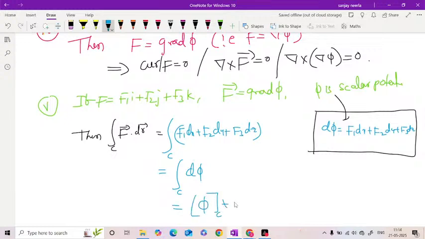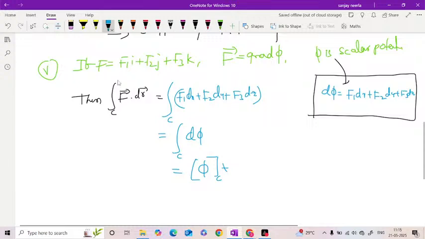Am I clear? That means suppose pi is the scalar potential field and the line integral of f dot dr, we can write directly the result is pi only. That means no need to solve. Am I clear? Or you get my point? Yes, sir.